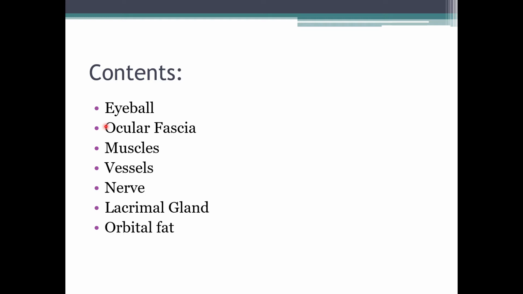Then you have the muscles. There are two sets of muscles, the voluntary muscles and the involuntary muscles. The voluntary muscles are six in number, and the involuntary muscles are three in number. There are vessels such as the ophthalmic artery, superior and inferior ophthalmic veins, and the lymphatics which go out of the orbit. Then there are nerves.